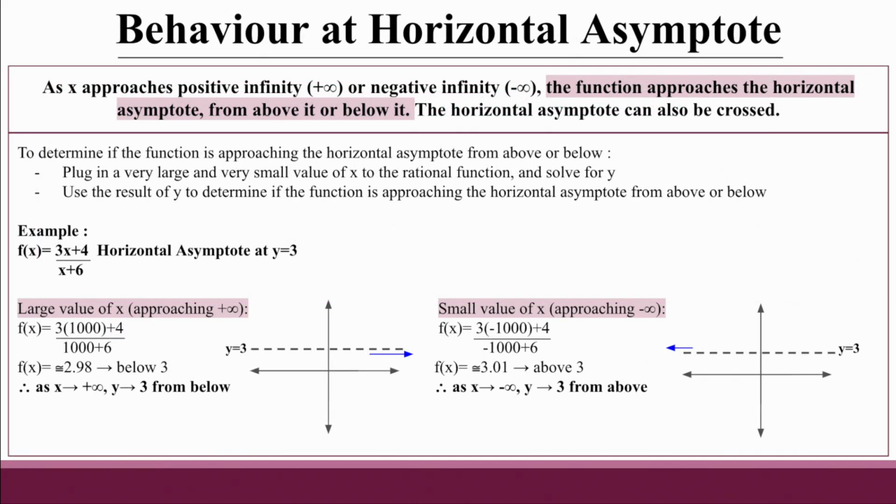After determining the horizontal asymptote, we have to determine the actual graph behavior at this asymptote. As x approaches positive infinity or negative infinity, the function can approach the horizontal asymptote from above it or below it. The horizontal asymptote can also be crossed. So to determine if the function is approaching the horizontal asymptote from above or below, plug in a very large and a very small value of x to the rational function and solve for y. Then use the result of y to determine if the function is approaching the asymptote from above or below. You can use the example below to check your understanding.